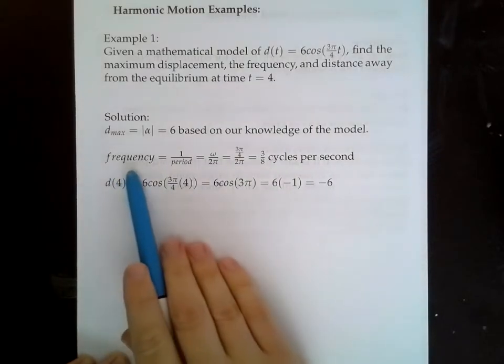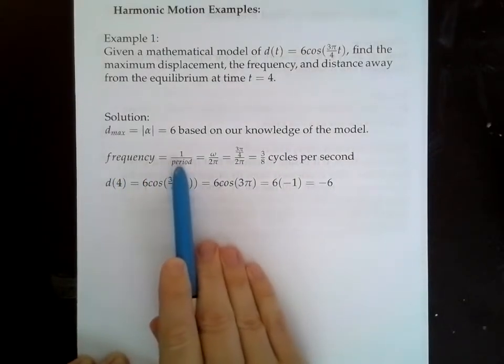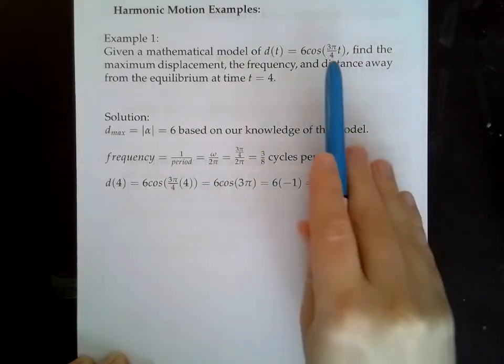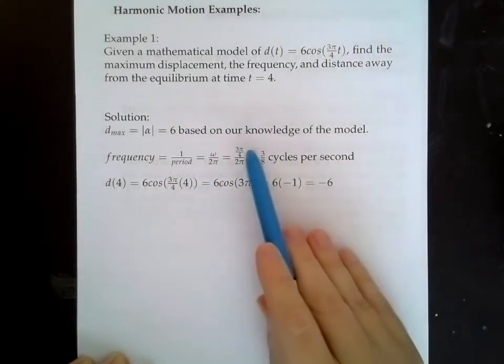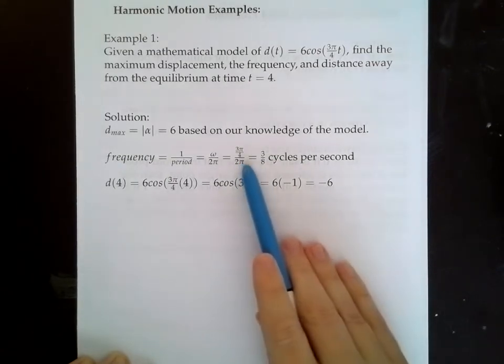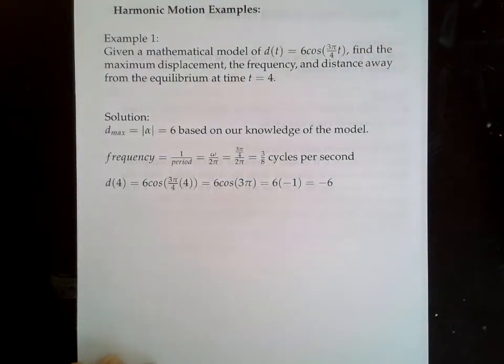In the same way, we know that frequency is equal to 1 over period, which in this case is going to be omega over 2 pi. And in this case, our omega is 3 pi over 4, giving us 3 pi over 4 divided by 2 pi, where our pi's cancel when we do our multiplication, giving us 3 over 8 cycles per second. So our frequency is going to be equal to 3 over 8.